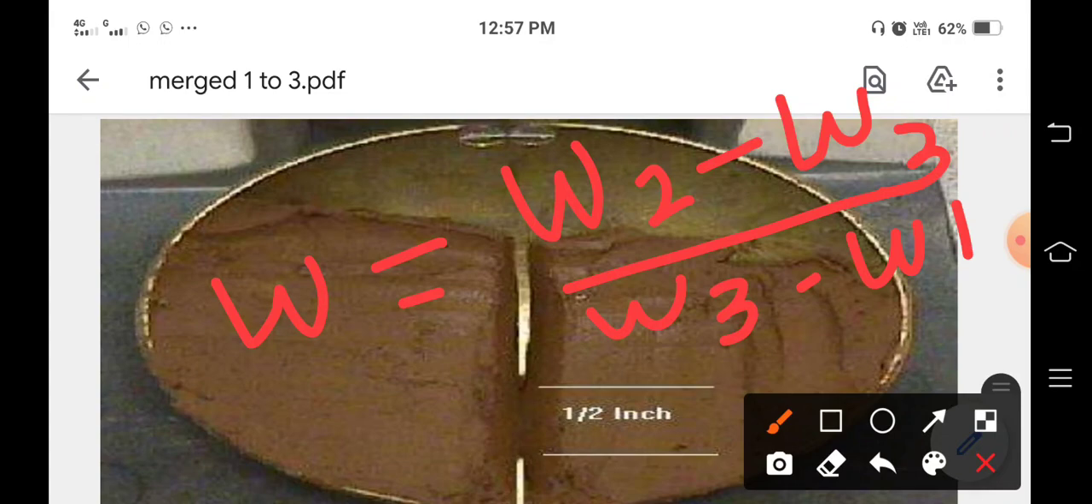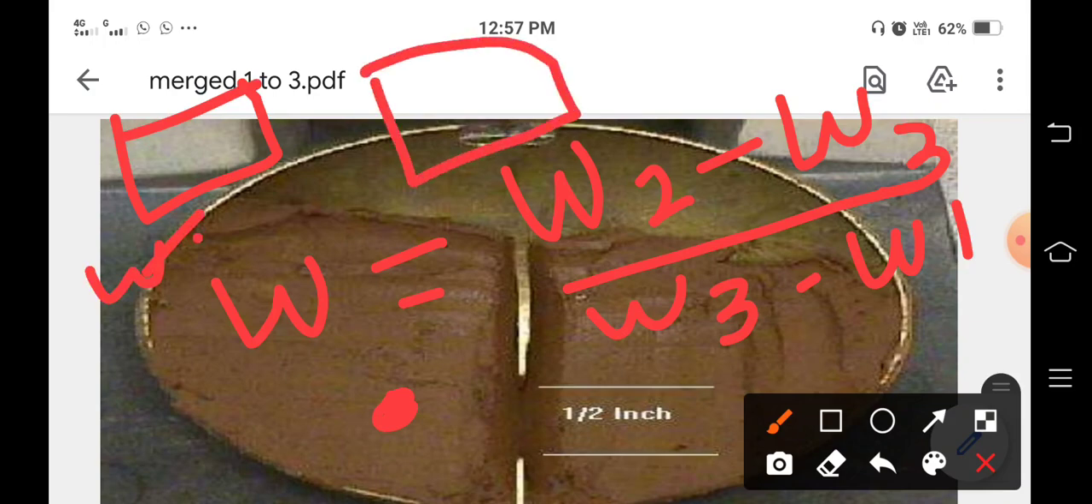We had already discussed this in the determination of water content, but here once again I am explaining. W1 means the weight of the empty can, or empty container. W2 means the weight of the container plus some part of this soil. We take some soil and fill it into this container, so it is the weight of container plus weight of soil.